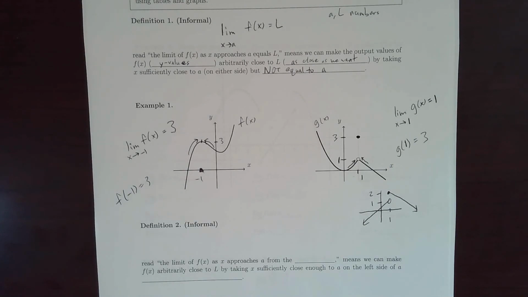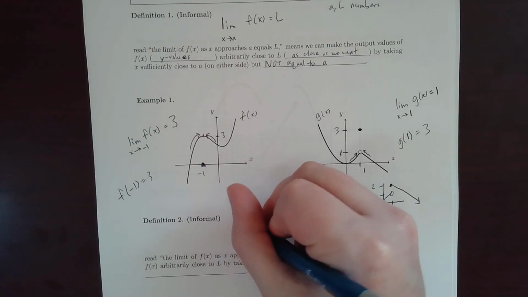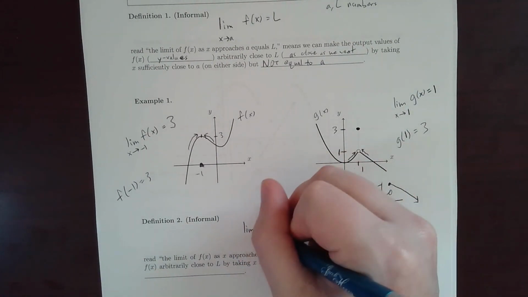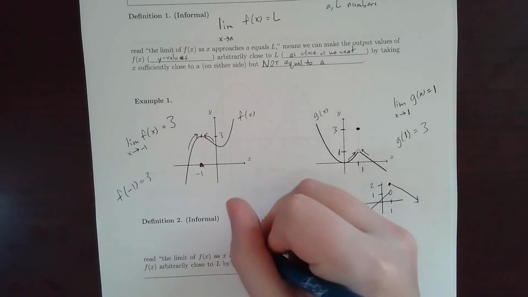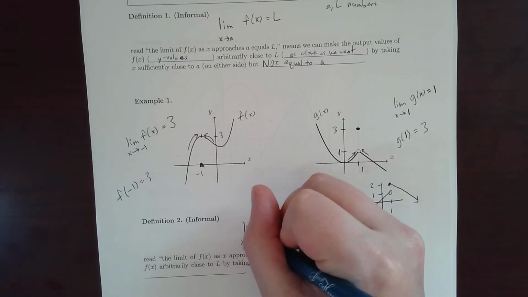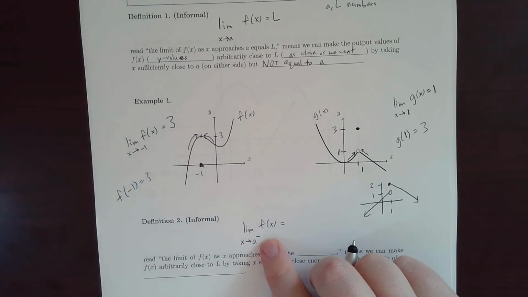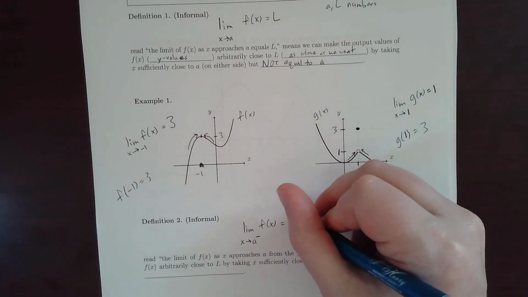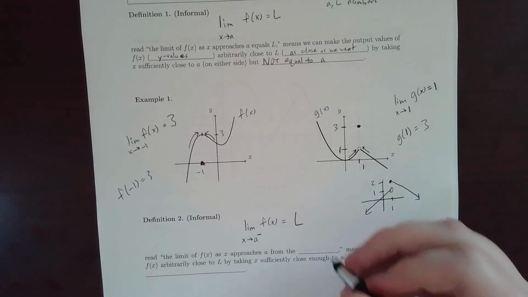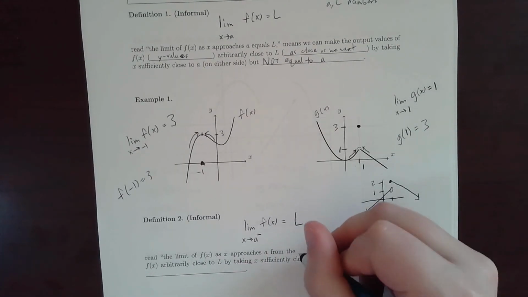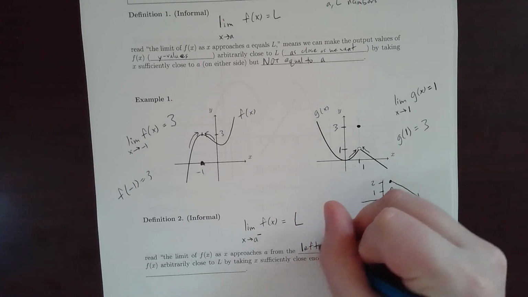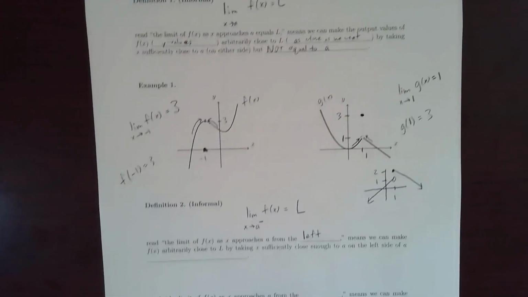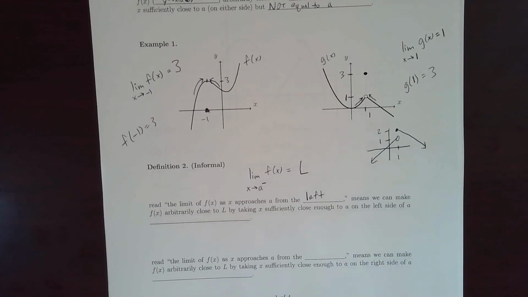So let's give this a little bit more formal notation. If we want to take the limit of f of x as x approaches a from the left, we'll put a little negative sign as an exponent and say that's equal to L. This is the limit of f of x as x approaches a from the left. What that means is that, again, we're trying to get our x values arbitrarily close to a on the left side of a, but not equal to a.